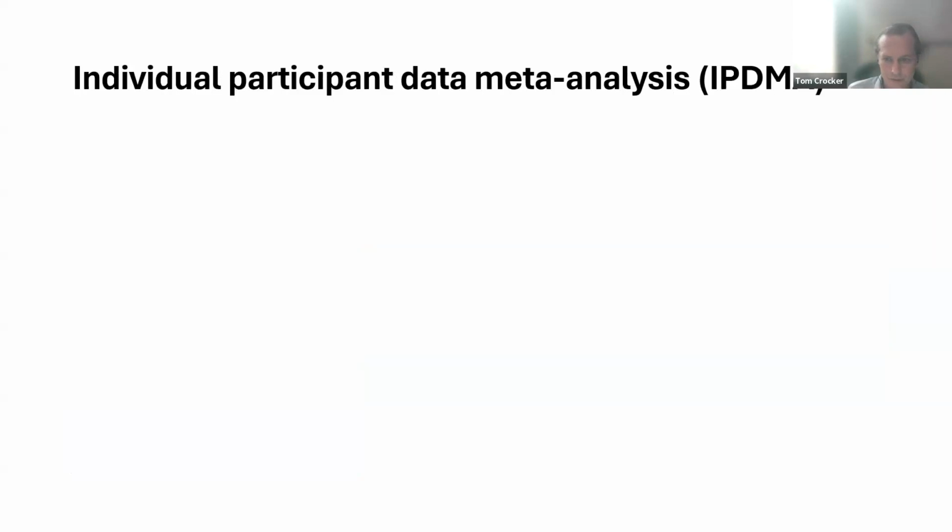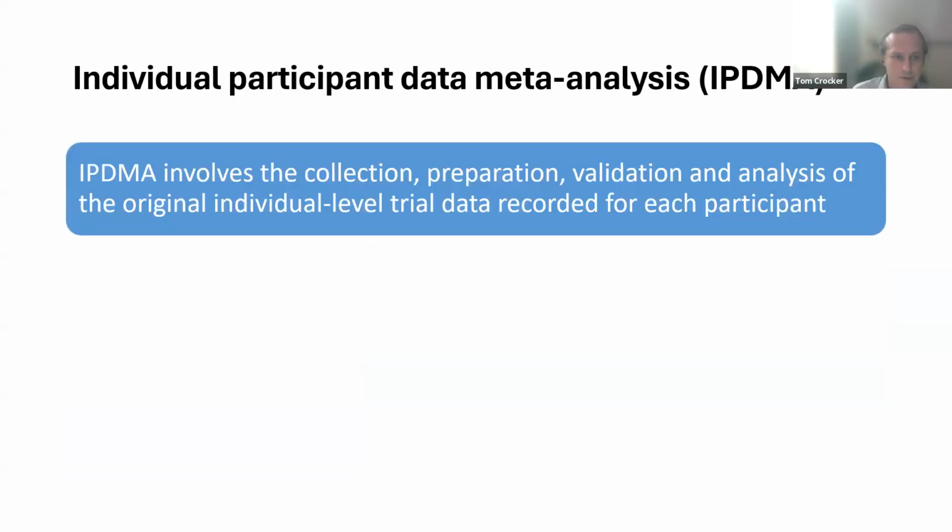So what can we do differently? Well, individual participant data meta-analysis, or IPDMA, involves us collecting the individual level data from original trials. So imagine a row in a spreadsheet for each participant. Preparing it so that the data from each trial can be analysed together, validating that we've got the full data set, that we can replicate the results of the original trial, and then analysing the data.